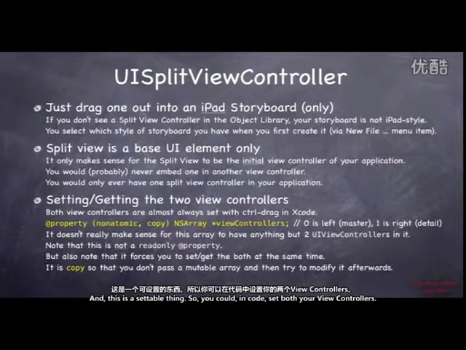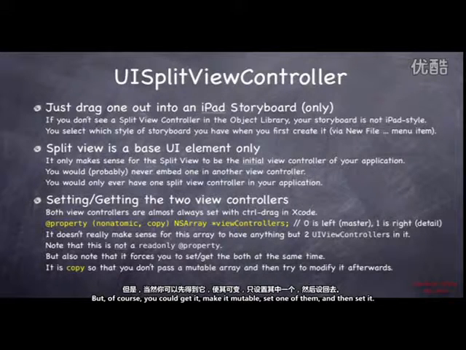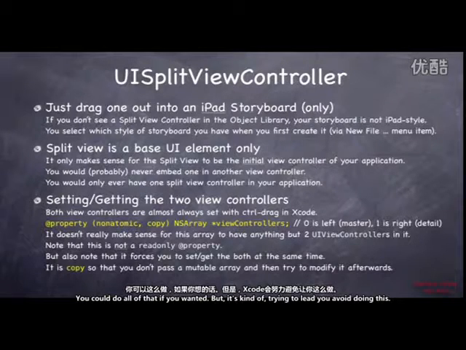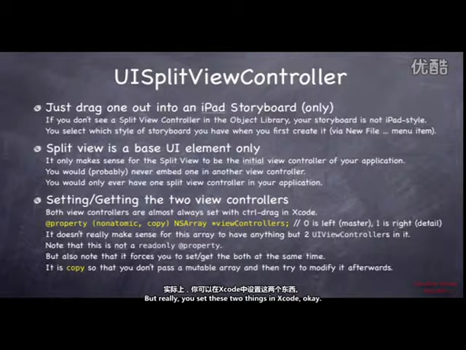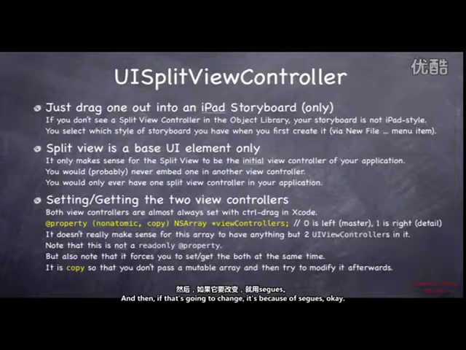This is a settable thing, so you could in code set both your view controllers. Notice that the API is built for you to set them both at the same time, generally. Okay? But of course you could get it, make it mutable, set one of them, and then set it. You could do all that if you wanted, but it's kind of trying to lead you toward doing this. But really you set these two things in Xcode. You control drag from the left side to set your left one, and control drag to the right side to set the right one. And then if that's going to change, it's because of segues. You're usually segueing if you're going to change either of them.